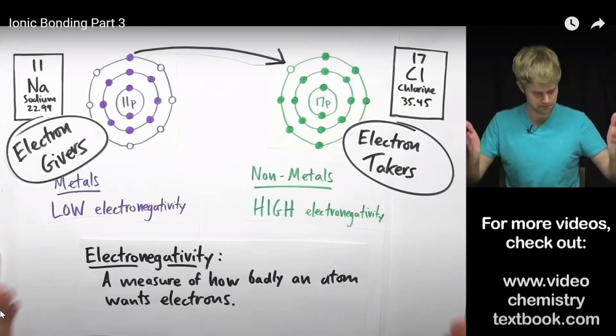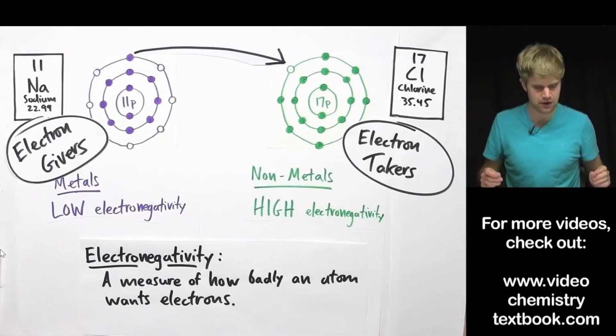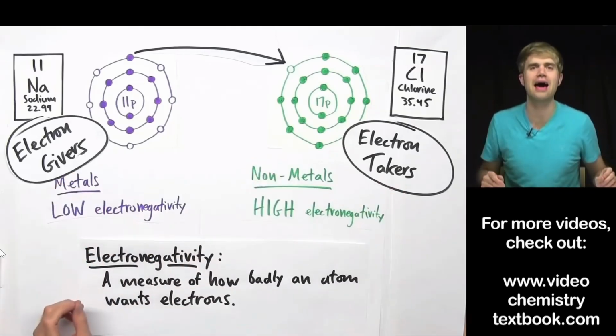They are electron givers. And if metals are electron givers, what charge do they always become? Positive. Chlorine is an example of a nonmetal. Nonmetals are always electron takers. And therefore, if they take electrons, what charge do they become? Negative. Nonmetals always become negative. Metals always become positive. It's all about electronegativity, the greediness of an atom for electrons.